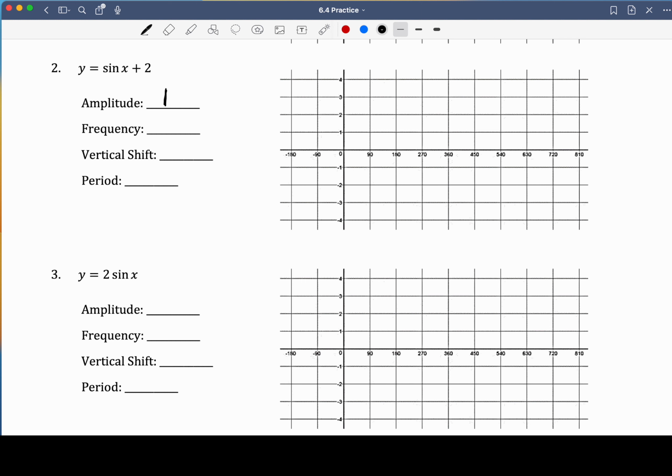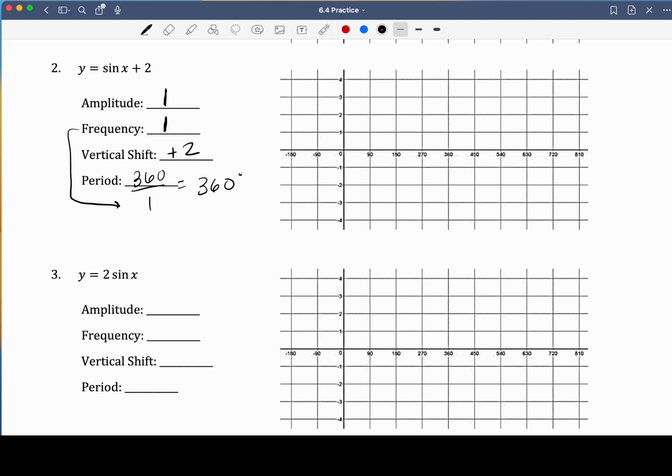And then our frequency is the number out in front of the x. In this case, it is 1. And our vertical shift is that +2 that you see on the outside. So vertical shift is +2. Our period again is 360 divided by our frequency, which is 360. I know you're probably thinking, why do we have to write 360 divided by 1? It's a great habit. That way muscle memory kicks in when that number does change.